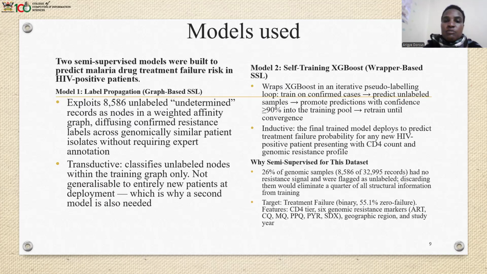So the key difference is deployment. Label propagation is transductive, meaning it can only classify the unlabeled nodes already in its graph. It can't predict for a new patient walking into a clinic tomorrow. The self-training XGBoost model, however, is inductive. It learns a generalizable function, so it can make predictions for entirely new patients based on their CD4 count and their genomic profile. So this makes it the more practical tool for clinical decision support, which is why it is our selected model.